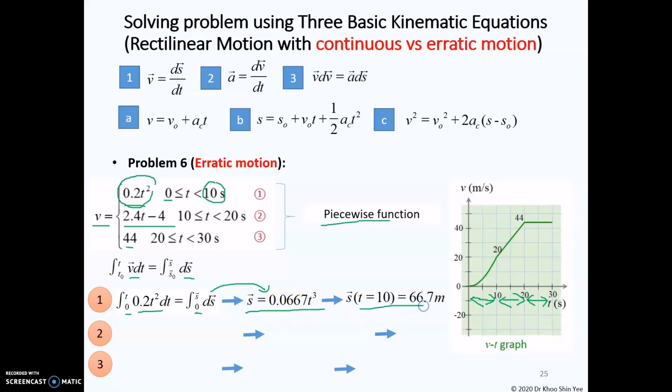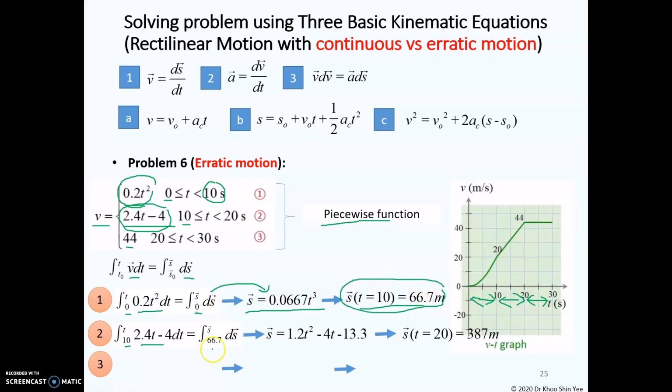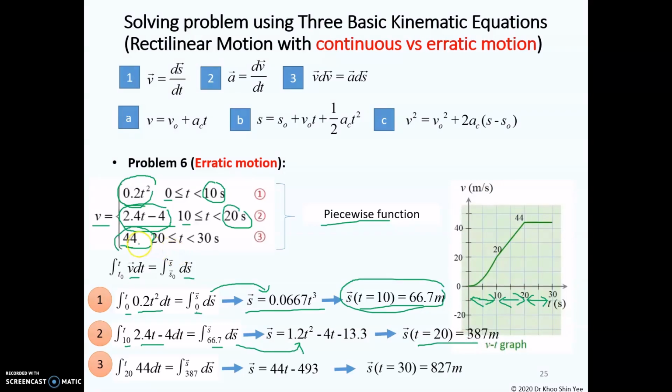After integrating, you should get the answer for this, and then if you substitute the 10 seconds inside this function, you should obtain x equal to 66.7. Repeat the same procedure for the second time interval here. Substitute the velocity inside, and the initial time is now changed to 10. The initial displacement at 10 seconds will be 66.7. Then you should obtain this answer, and if you substitute 20 seconds inside, you can find the displacement at this time. Next, we continue with the third time interval here. So velocity equal to 44, substitute inside, and the initial time is 20. At 20 seconds, the displacement is 387 here. Then solve the integration, you obtain this answer. At 30 seconds, you have the displacement equal to 827.